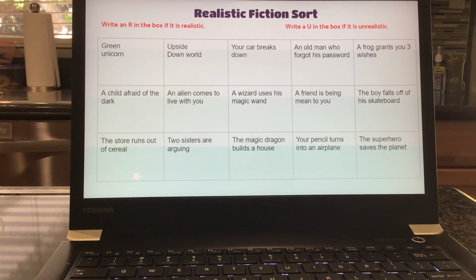All right, today you're going to just do a realistic fiction sort. So I've given you lots of boxes here, and your job today is to write an R in the box if it is realistic. That means something that could really happen. And a U in the box if it is unrealistic. That means something that could not really happen. So an R for realistic, a U for unrealistic.